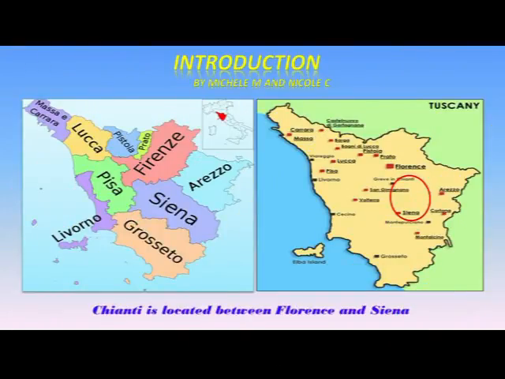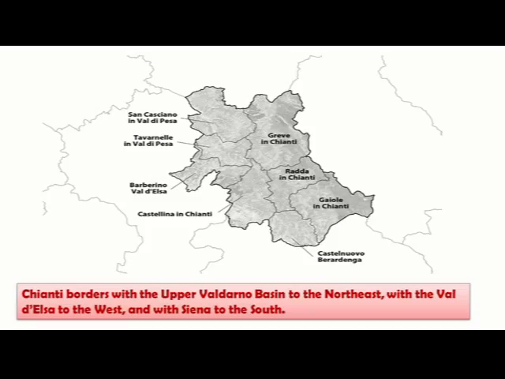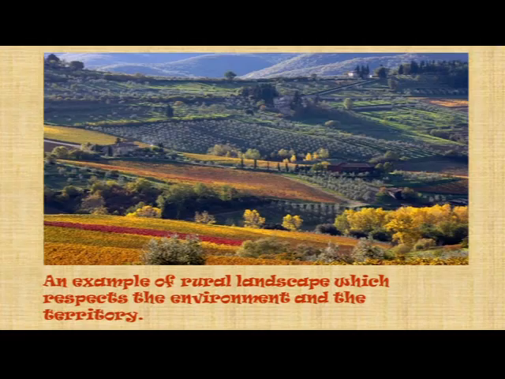Construction by Michele and Nicole. Chianti is located between Florence and Siena. Chianti borders with the upper Valdarno basin to the northeast, with the Valdelsa to the west, and with the Siena area to the south. An example of rural landscape which represents the environment and the territory.